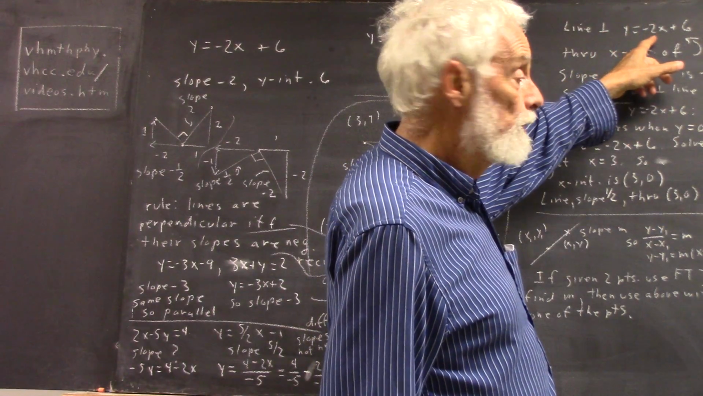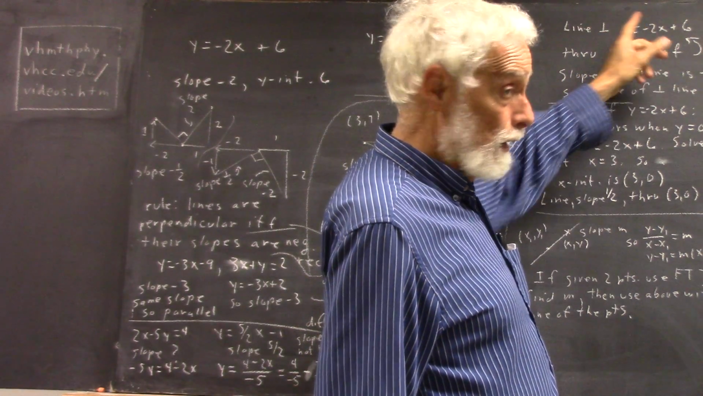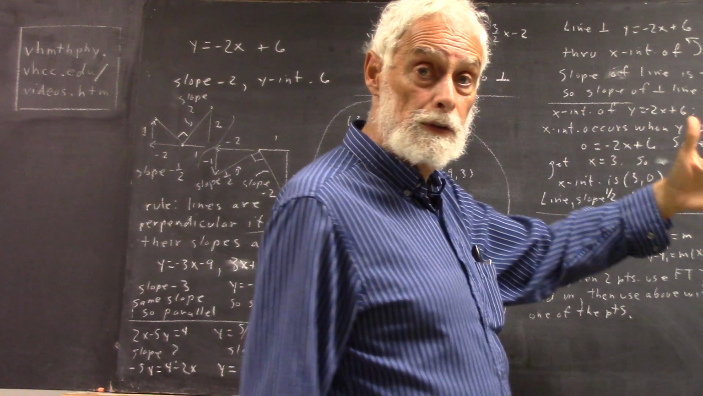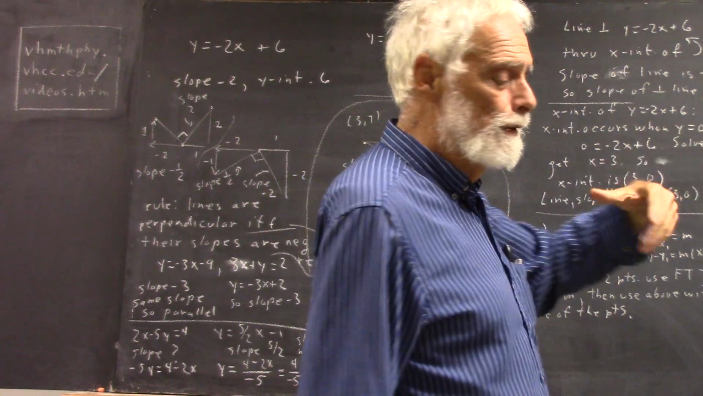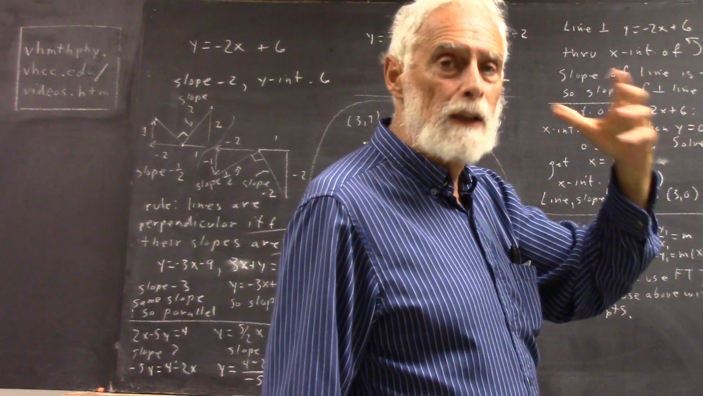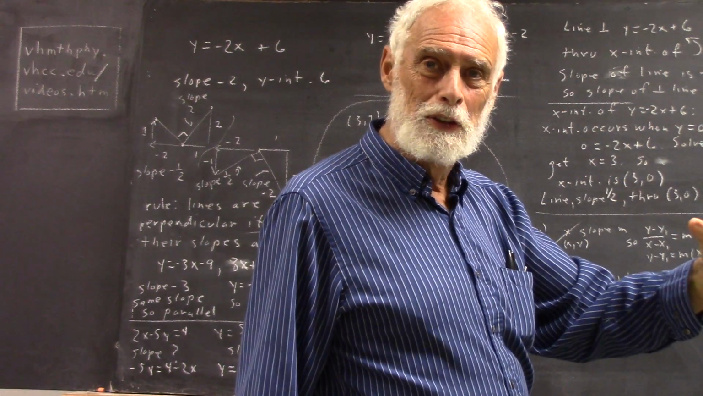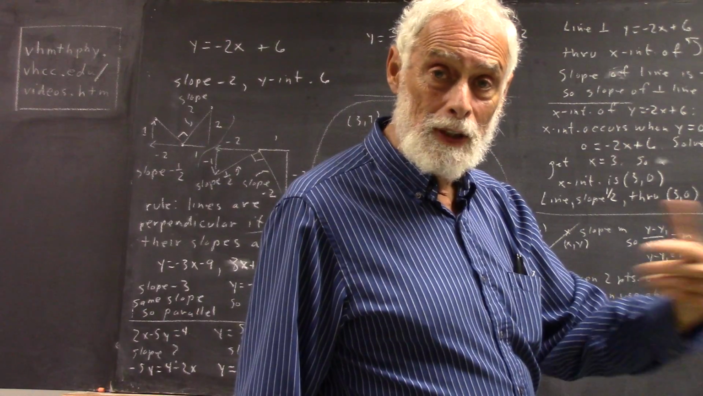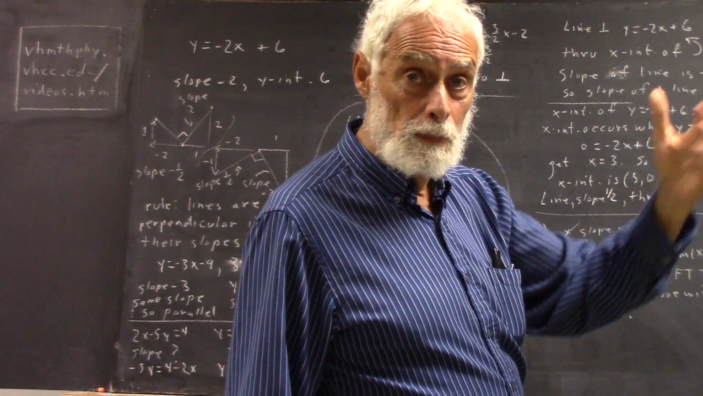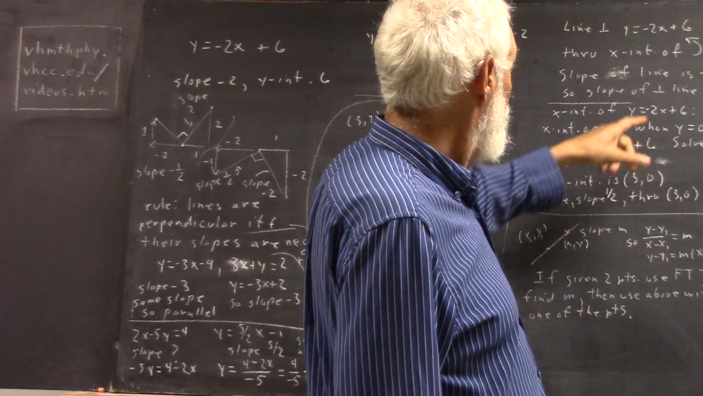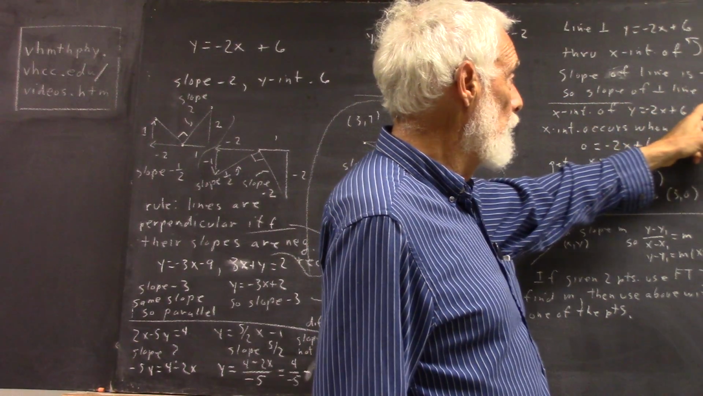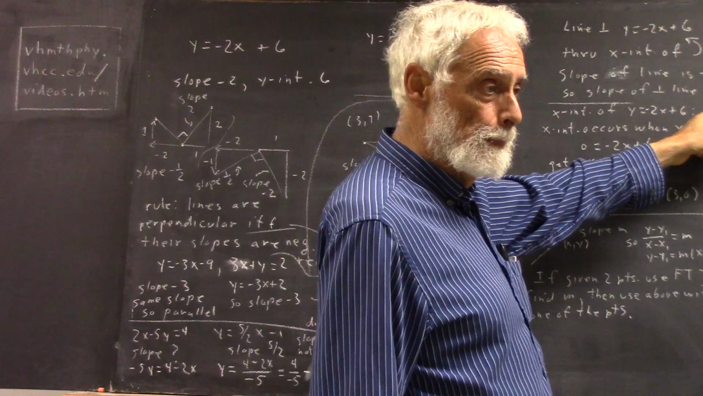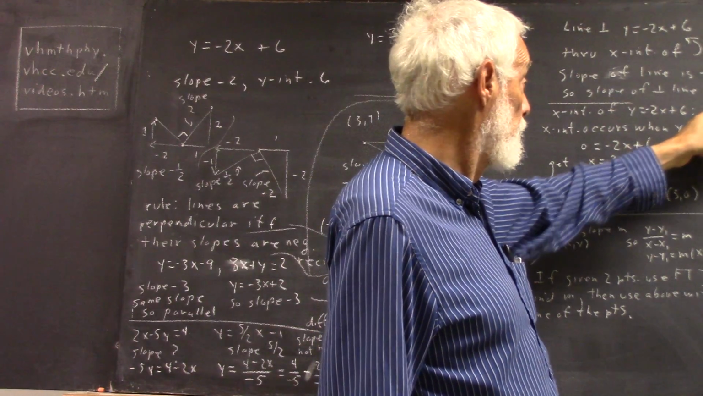Okay, well, the slope of this line is negative 2. The line perpendicular is going to have what slope? The negative reciprocal of negative 2. The reciprocal of negative 2 is negative 1/2, and the negative of that is plus 1/2. So we see that the slope of the line being negative 2, the slope of the perpendicular line has to be the negative reciprocal of negative 2, which is 1/2.